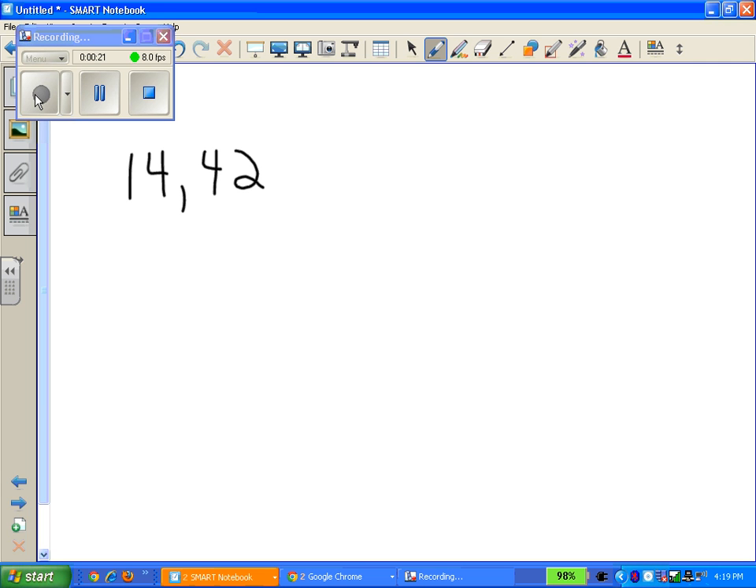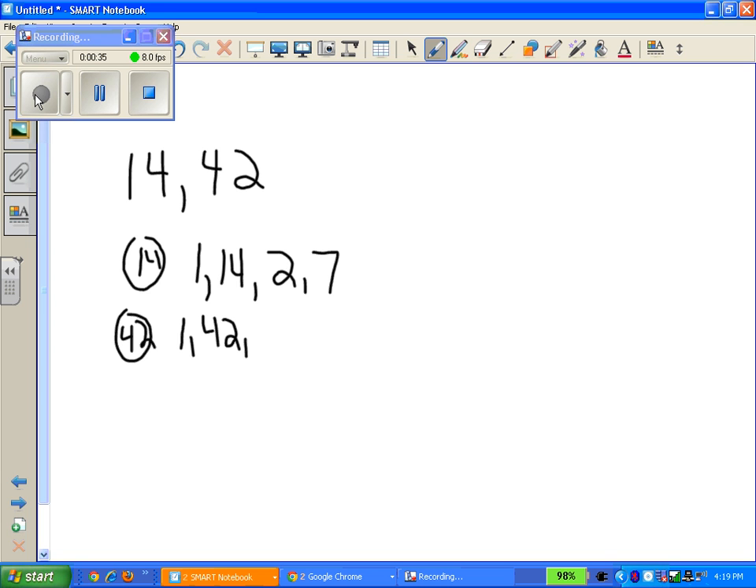So now the first thing you're going to do is you're going to list the factors of 14. 1 times 14 and 2 times 7. Now you're going to list the factors of 42. 1 times 42, 2 times 21, 3 times 14, and 7 times 6. And the greatest common factor that they have is 14.